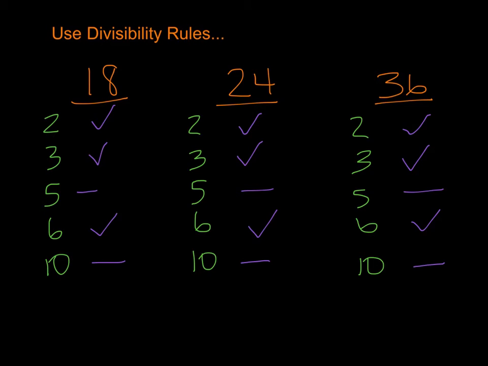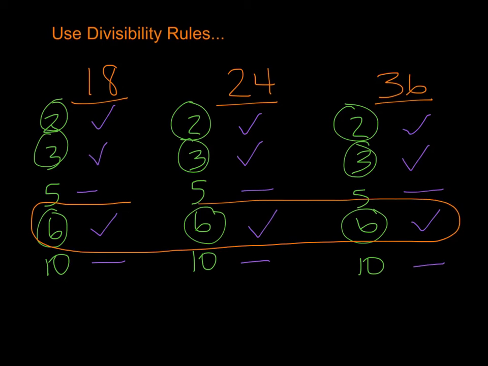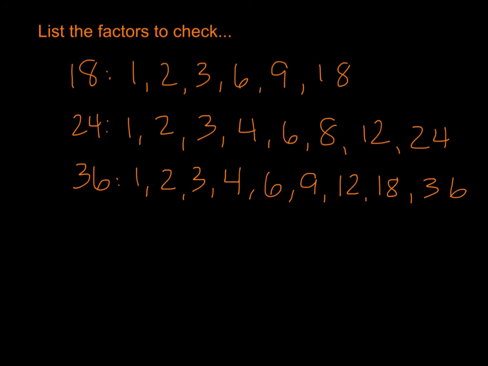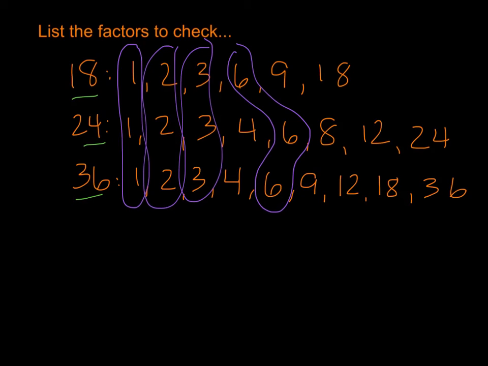So this tells me that 6 is a common factor, 3 is a common factor, and 2 is a common factor. So I have a clue that 6 could be the GCF for 18, 24, and 36. I can now list the factors for my three numbers and see what they have in common. So I see they have 1 as a common factor, 2, 3, 6 is a common factor, and nothing else. So this does tell me that indeed the GCF is equal to 6.